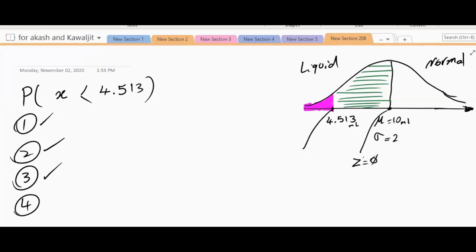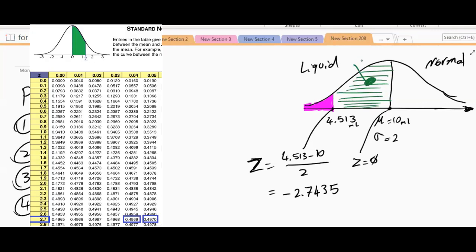How far is 10 from 10? Zero. How far is 4.513 from 10? Negative 2.7435. The green area is symmetric, so if we find Z equal to 2.7435, we can find the green area. So do we have the green area in the table? Z equal to 2.7435. Do we have it?